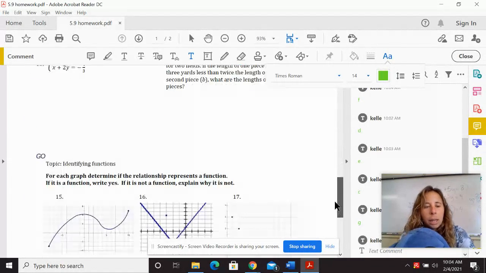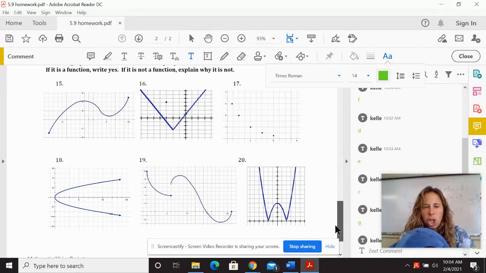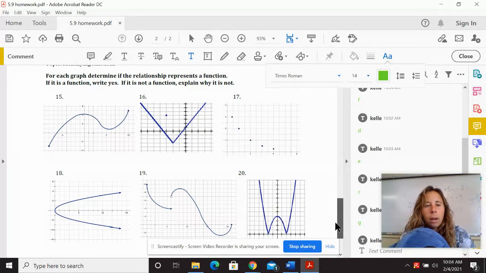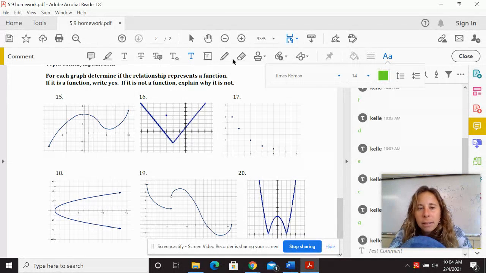Let's go down. 15 through 20. For each graph, determine if the relationship represents a function. If it is a function, write yes. If it is not a function, explain why it is not. Okay, so they give you graphs. Woohoo, graphs. That means you can do the vertical line test.